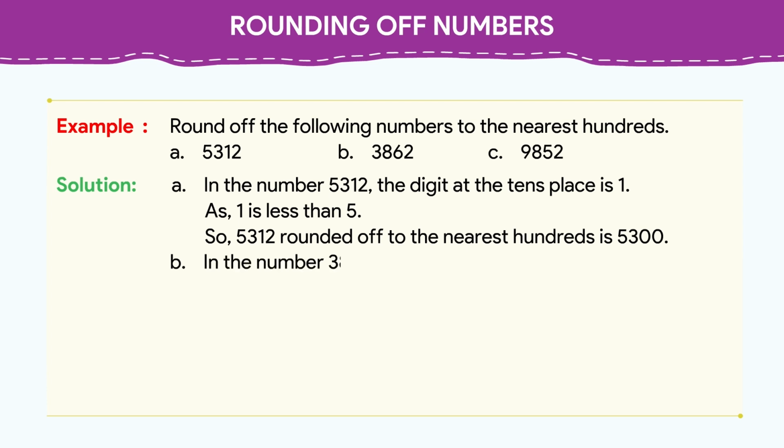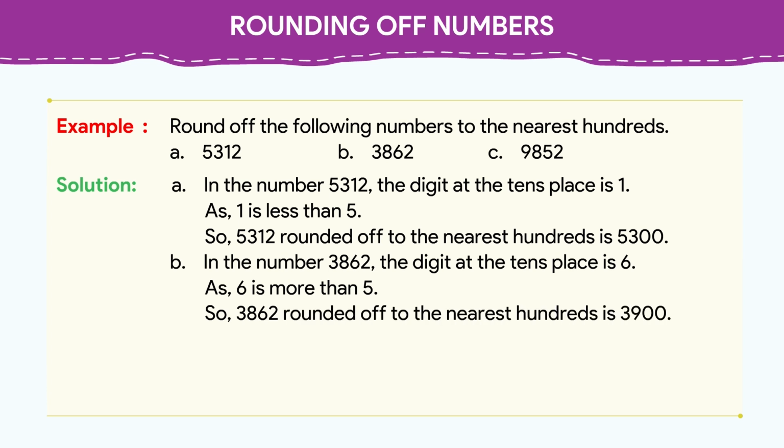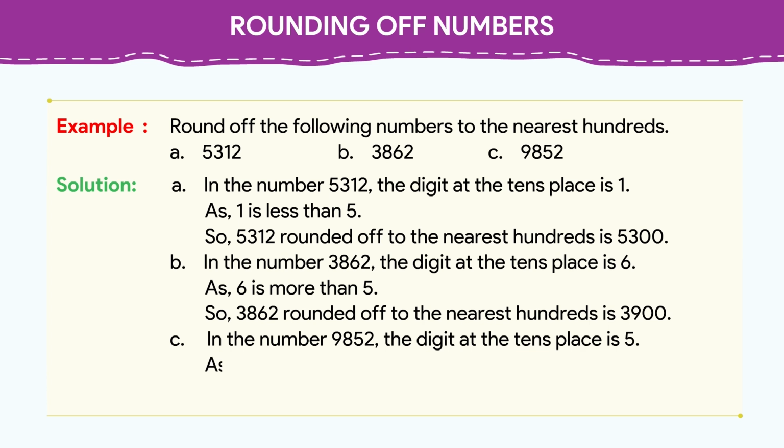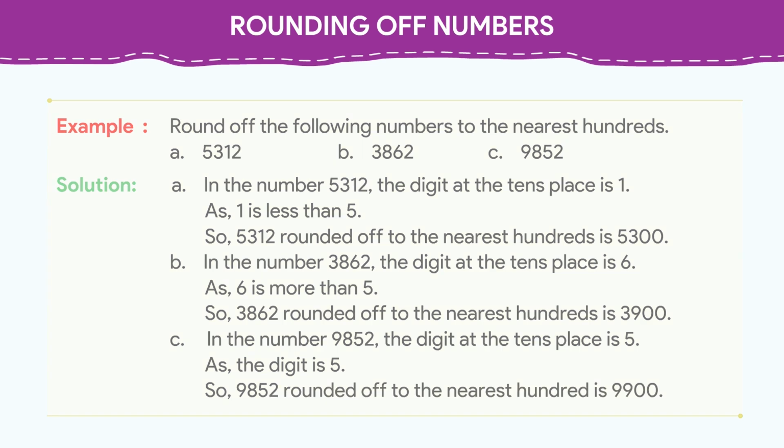B. In the number 3862, the digit at the tens place is 6. As 6 is more than 5. So, 3862 rounded off to the nearest hundreds is 3900. C. In the number 9852, the digit at the tens place is 5. As the digit is 5. So, 9,850 rounded off to the nearest hundred is 9,900.